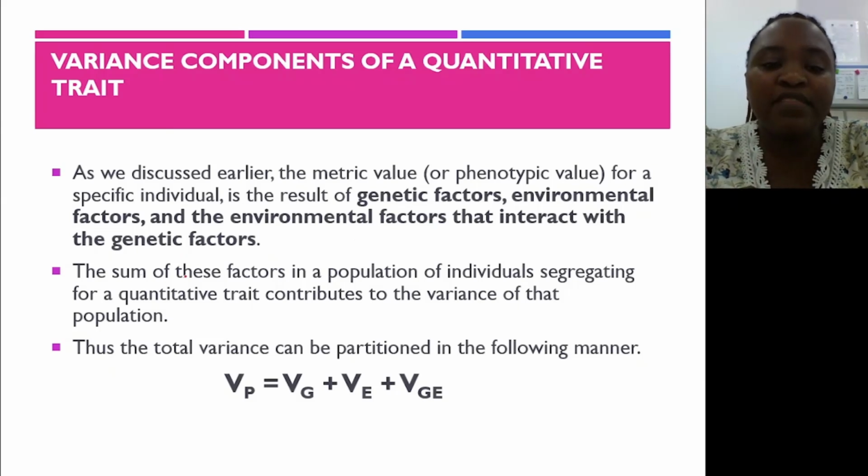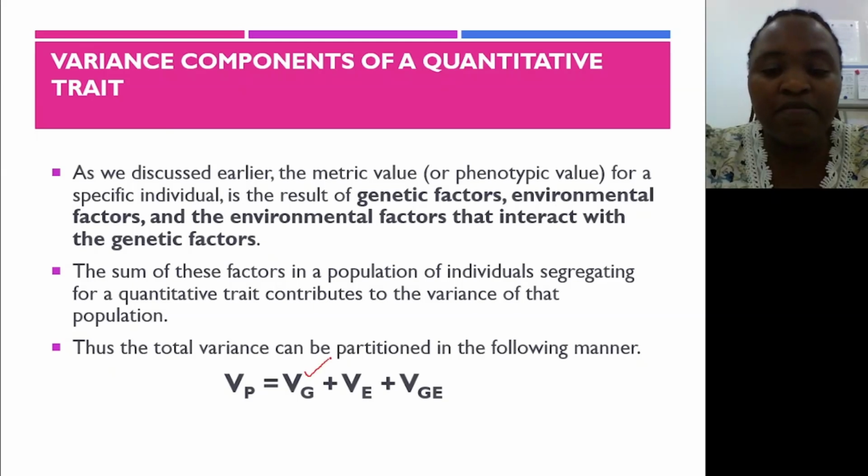Usually we can sum these factors in a population of individuals segregating for a quantitative trait, and they contribute to the variance of that population. So the total variance, normally indicated as VP for the population, is a result of variations in genotype or genetic factors, environmental factors, and genetic factors interacting with environmental factors.